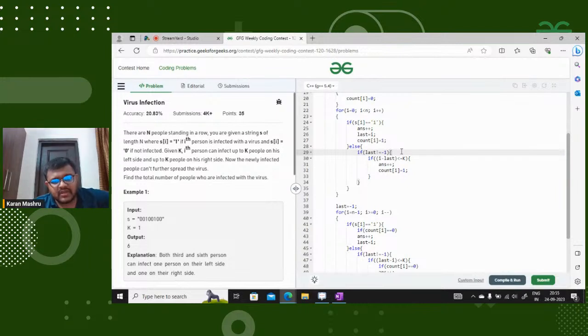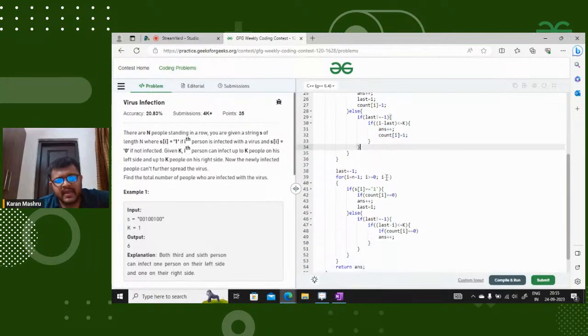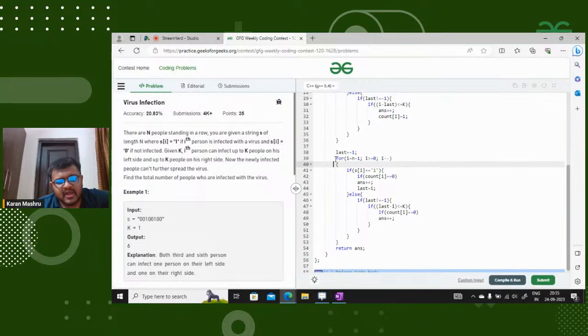If it is not equal to -1, I'll check whether the distance between I and last is less than or equal to k. If so, then the ith person can also be infected. So I'll increment the answer counter and make the count of I as 1. Now I'll start moving from right to left. Again, I'll make the last variable -1, and make a for loop from n minus 1 to 0.